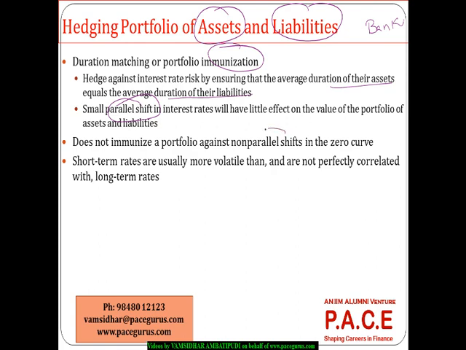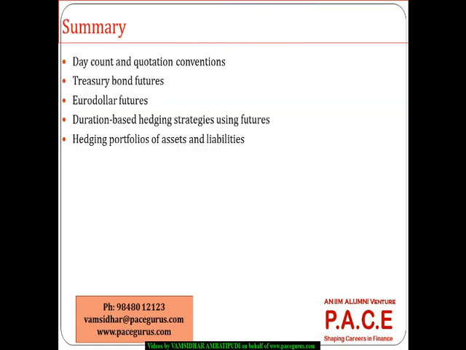But as we have already looked at earlier, if there are non-parallel shifts or if there are large shifts in the interest rates, duration based hedging is not going to serve any purpose. And for the large shifts, we have already discussed that convexity based hedging will typically address the problem to a large extent. And we always see that the short term rates are more volatile than the long term rates, and there need not be a very perfect correlation existing between the short term rates and the long term rates.